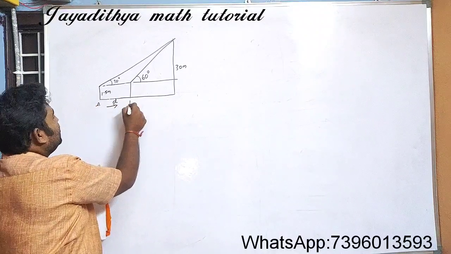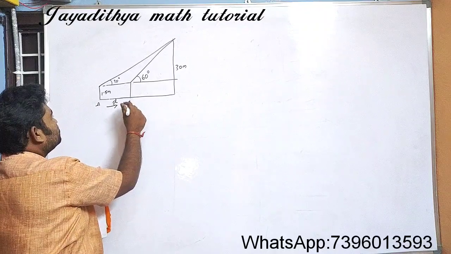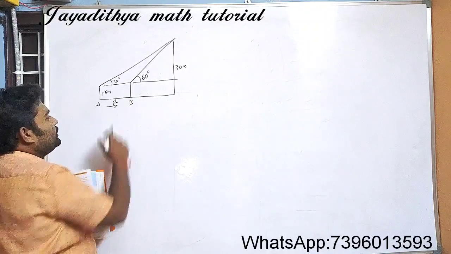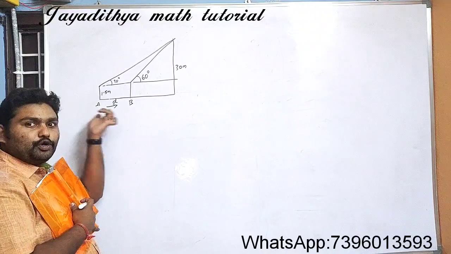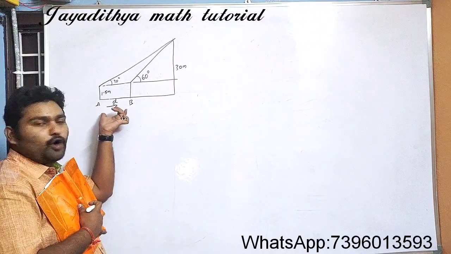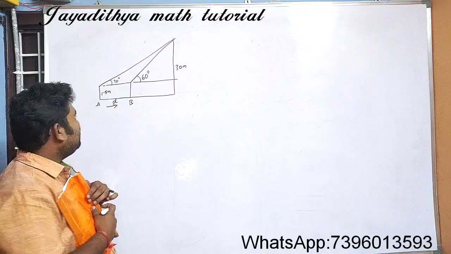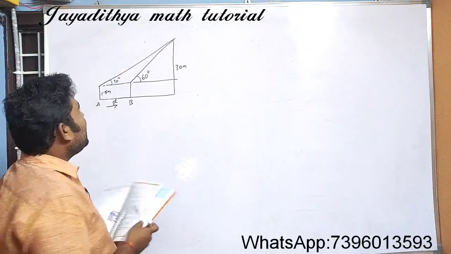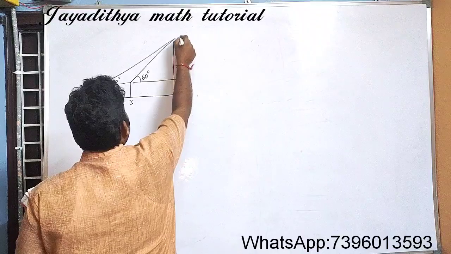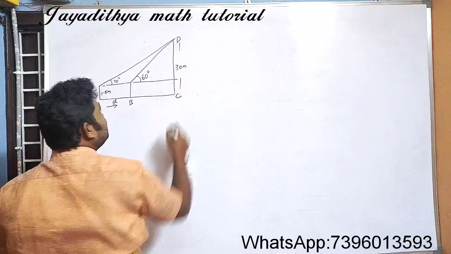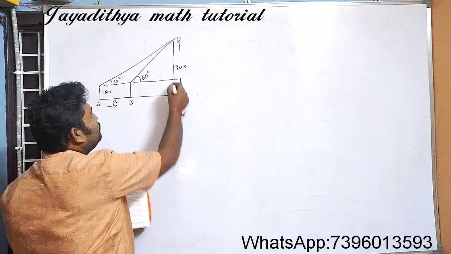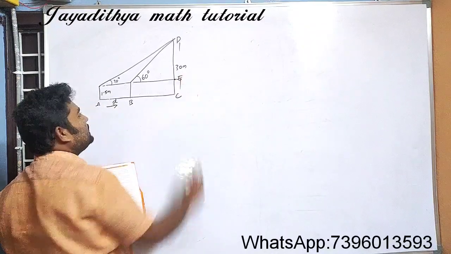That means, let us take this point as B now. So the boy walked from A to B. So this is the distance he walked. So let us take it as AB, that is the distance. And here let us take CD as the temple, whose height is 30. And here you have one more point. Let us take this point as E.